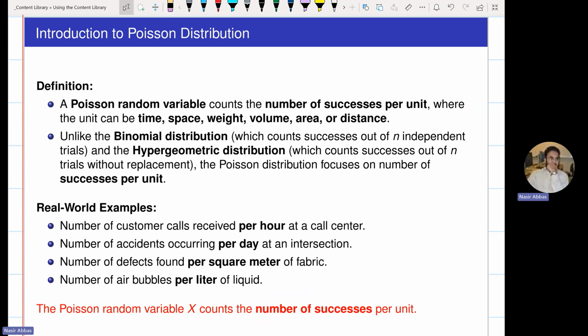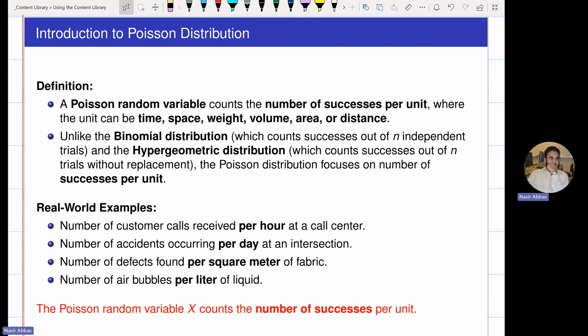Look at some of the examples. Number of customer calls you receive per hour at a call center. Suppose you're sitting in the call center and you are receiving calls from the customers. So each hour is 1 unit. How many calls do you receive in the first hour? The second hour? The third hour? The fourth hour? So the number of calls received each hour is a variable. Every hour, the number of calls is different. That's a variable, and this variable follows a Poisson distribution.